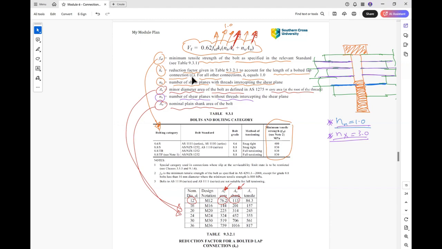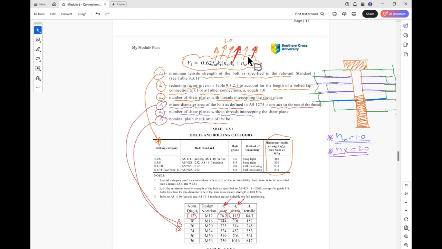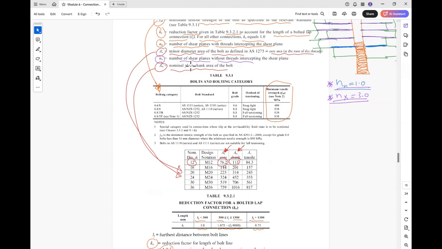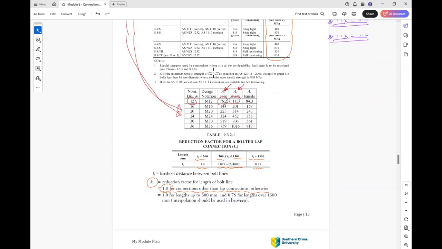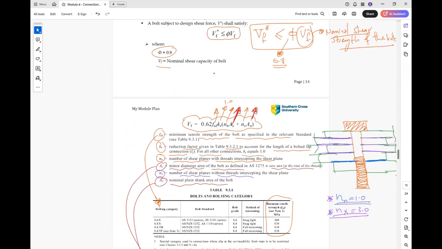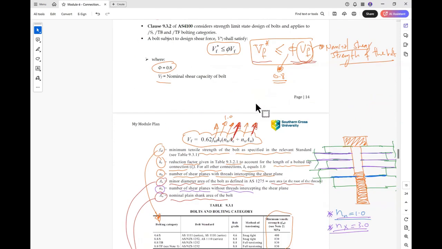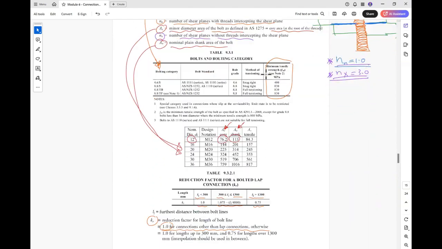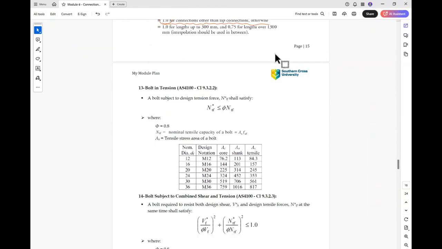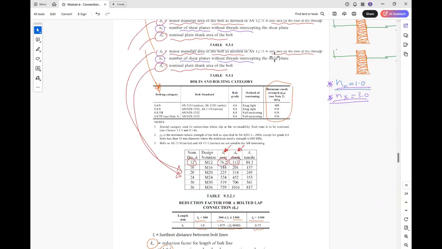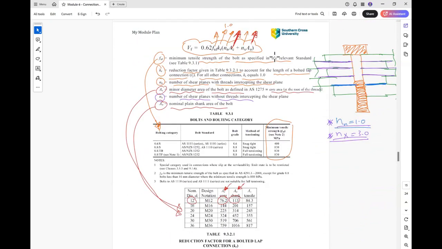So if we know all these parameters, we can find the nominal shear capacity Vf, and then using Vf we can know the ultimate capacity phi Vf and compare it to the applied shear force on the connection, Vf*. So this is one type of connection, when the bolted connection, the bolt, is under shear.